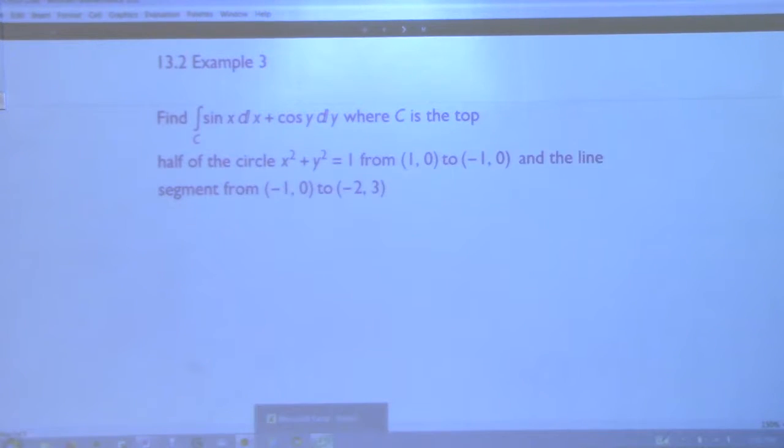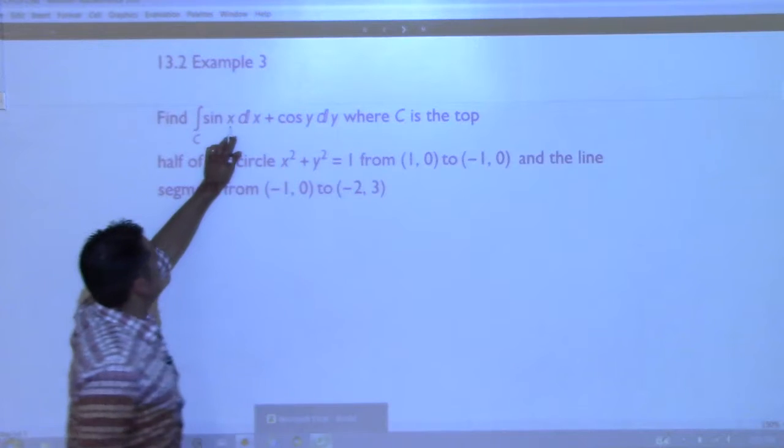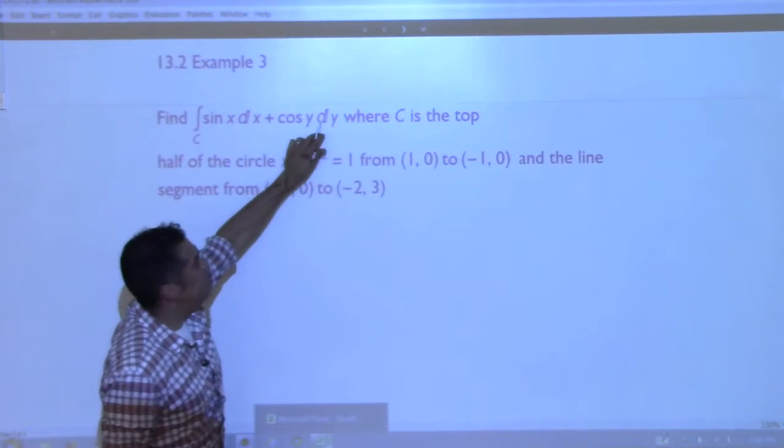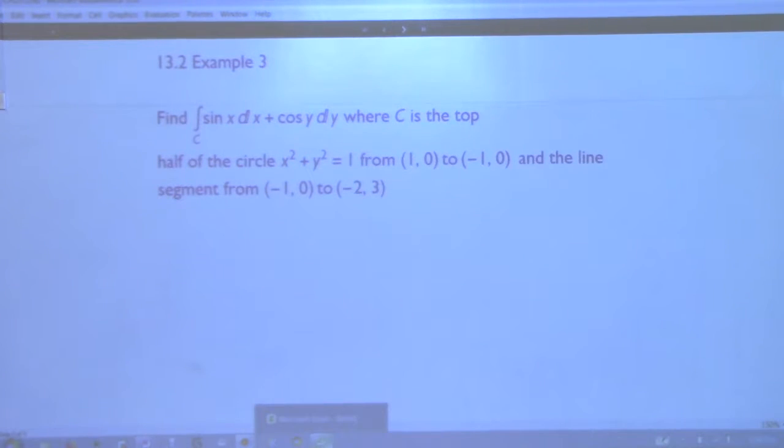So here's our first example of this new concept. We want to find the line integral along C of sine of x with respect to x plus cosine of y with respect to y, where C is the top half of the circle x squared plus y squared equals 1, from (1, 0) to (-1, 0), and then the line segment from (-1, 0) to (-2, 3). So we'll start like we did last class.